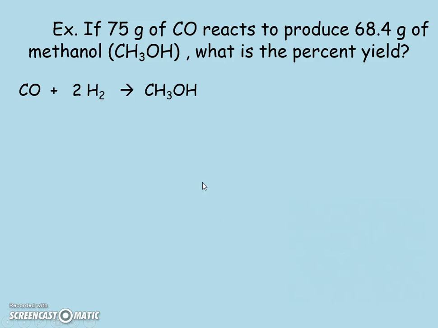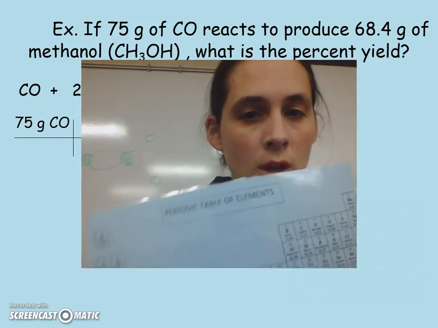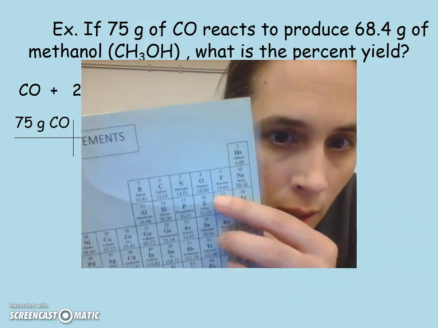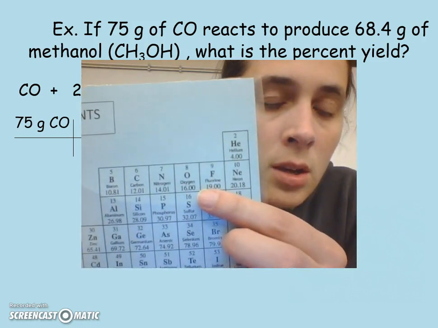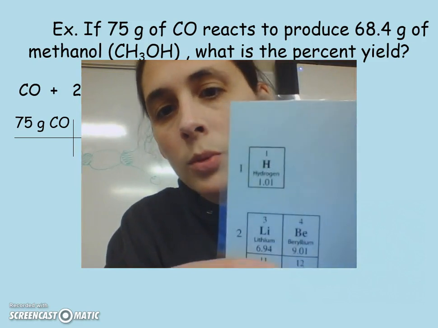So if 75 grams of carbon monoxide reacts to produce 68.4 grams of methanol, what is the percent yield? So here's your balanced equation. The first thing you should do is calculate your theoretical yield. So with 75 grams of carbon monoxide, you'll want to figure out some values. So we had carbon, oxygen, and hydrogen. Carbon and oxygen, there's oxygen 16, carbon 12.01, hydrogen is over here, and that is 1.01.